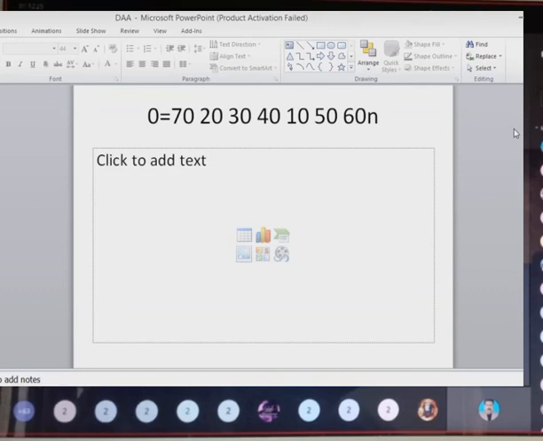Now consider the input elements 70, 20, 30, 40, 50, 60.